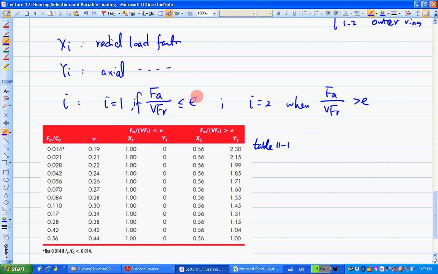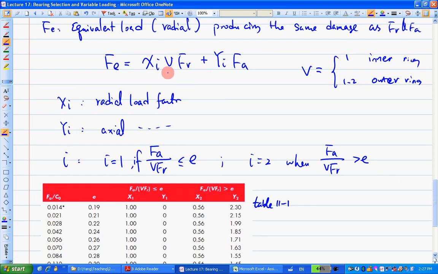So if this ratio is less than E, your I is 1, and look at that X1, Y1 value. Basically X1 is always 1. Y1 is always 0. Then if I plug it back into this equation for calculating the equivalent load, X1 is always 1 and Y1 is always 0. So basically, what do I get? Fe equal to VFR. The FA, what happened? It's gone.